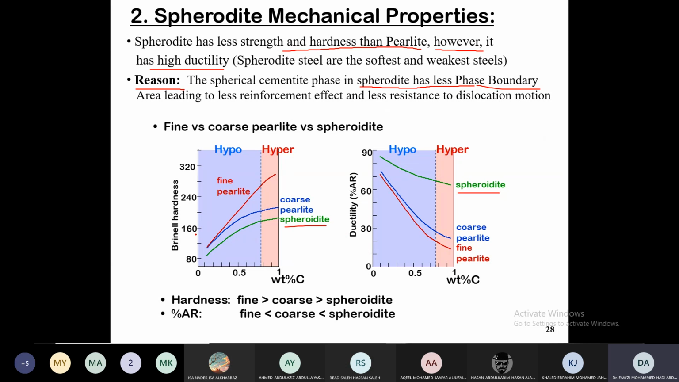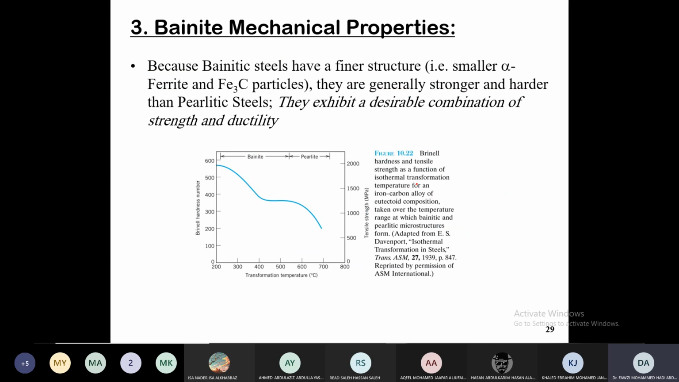So in terms of hardness, we have the fine pearlite first, greater than the coarse pearlite, and coarse pearlite is greater than the spheroidite. In terms of ductility here, we're looking at percent reduction in area. The fine pearlite has less ductility than the coarse pearlite, and the coarse pearlite has less ductility than the spheroidite. Spheroidite is much more ductile than both of them.